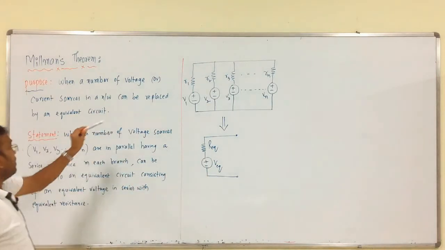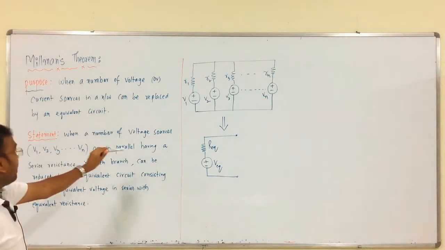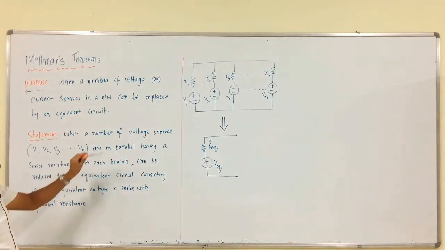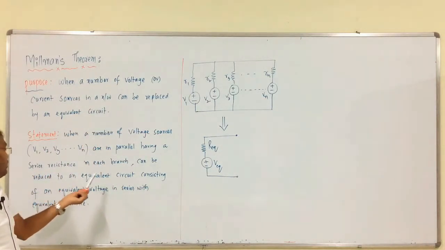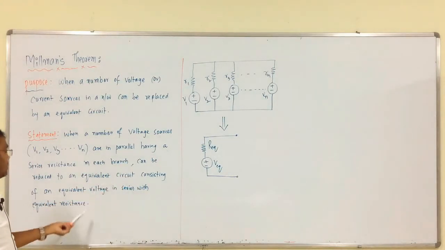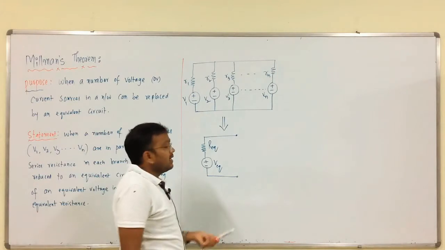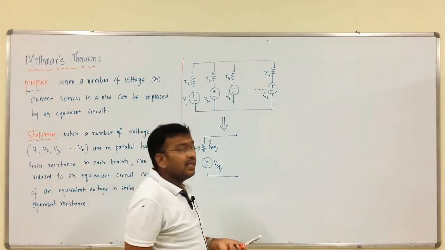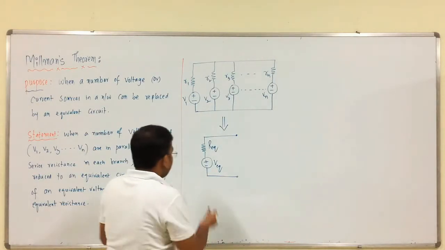See, when a number of voltage sources are in parallel having series resistances in each branch, they can be reduced to an equivalent circuit consisting of an equivalent voltage in series with equivalent resistance. This is the Millman's theorem statement.